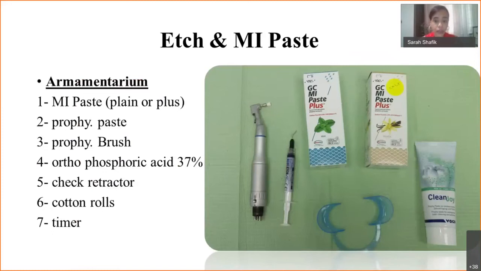So clinically, what you're going to need is the MI paste plus or plain. There are two types in the market. You're going to find the plain MI paste and the plus MI paste. The plus one has fluoride like in the toothpaste. So if you're going to use the MI paste for a child who's less than 6, please use the plain one, not the one with fluoride. Okay, a Profi paste, Profi brush, orthophosphoric acid 37%, the one that you use for composite restorations, cheek retractor, cotton rolls, and a timer. Okay.